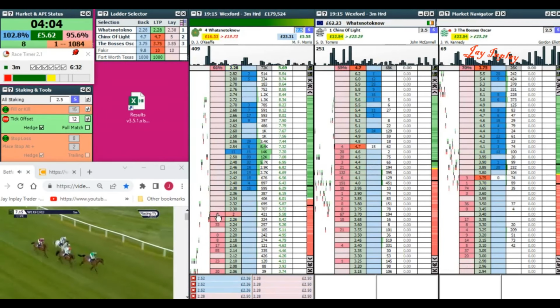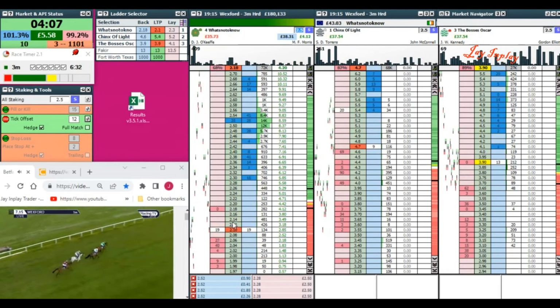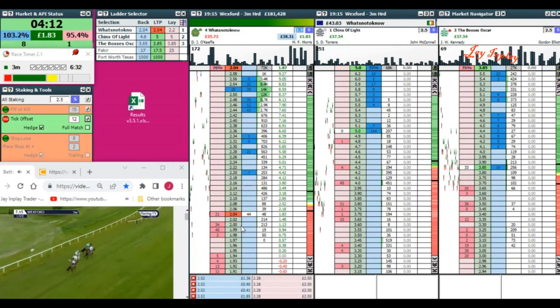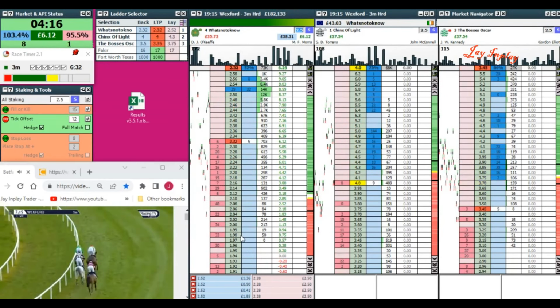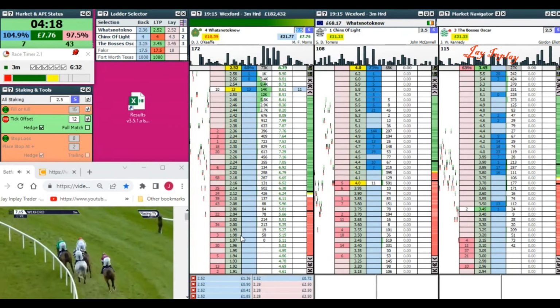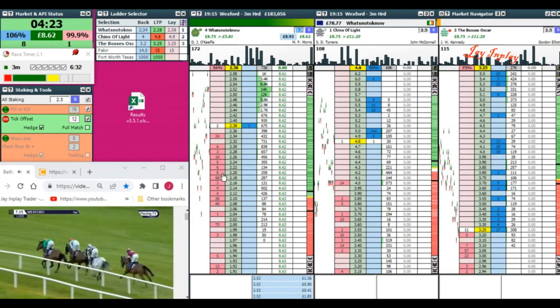Now I'm not saying this horse isn't going to win. All I'm saying is the head of the field has loads of time still left. The Boss's Oscar is giving close chase. And there you go. Shall we do it again?